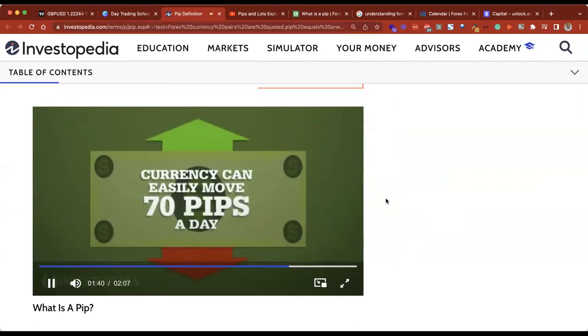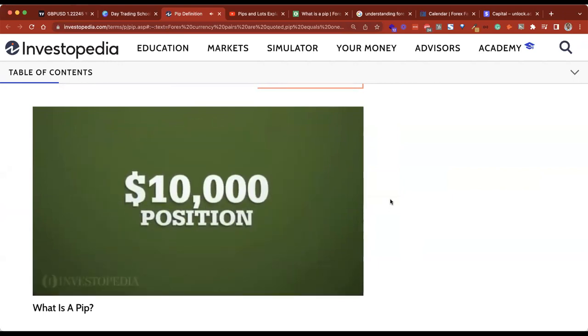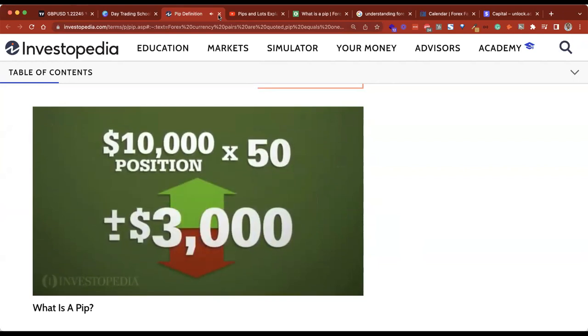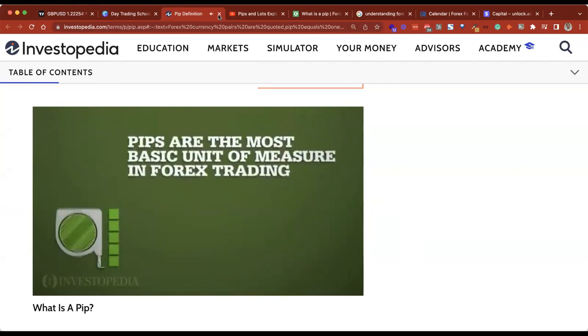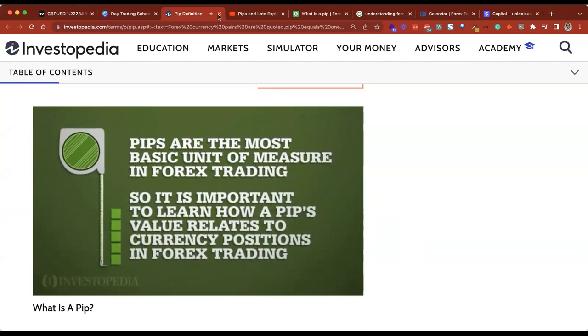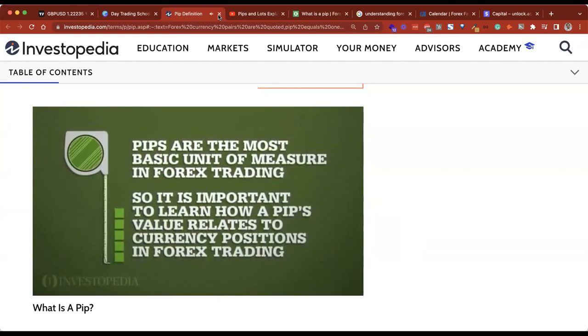And currency can easily move 70 pips a day. This means a $10,000 position at 50 times leverage could see gains or losses in excess of $3,000 throughout the trading day. Pips are the most basic unit of measure in Forex trading, so it is important to learn how a pip's value relates to currency positions in Forex trading.